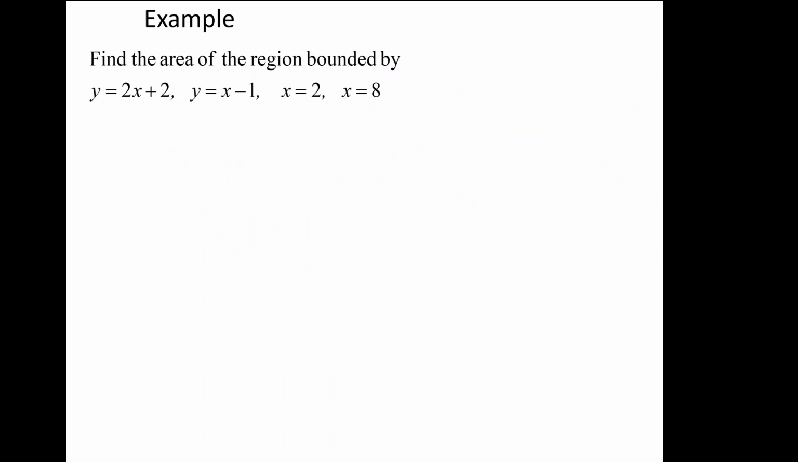All right, first question. Find the area of the region that's bounded by y equals 2x plus 2 and y equals x minus 1 between the x values of 2 and 8. So I'm going to make a sketch. These are both straight lines, so the sketch is not too bad to make. We're going from 2 to 8, so I'm going to put down the necessary tick marks. 1, 2, 3, 4.